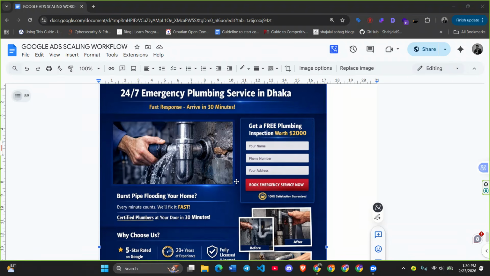If your Google Ads are getting expensive but conversions are not increasing, you don't have a traffic problem. You have a landing page problem. Today I will show you how dedicated landing pages unlock profitable scaling.